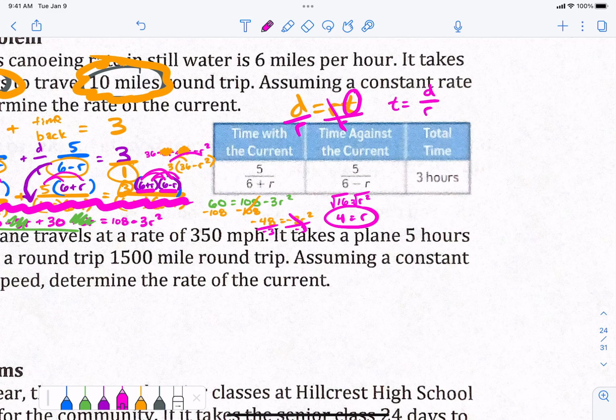If I'm going with the current, it's going to feel like I'm going how fast? 10, right? It's adding 4 miles per hour to me. It's pushing me more. If I'm going against the current, it's slowing me down. It's going to feel like I'm only going 2, right?